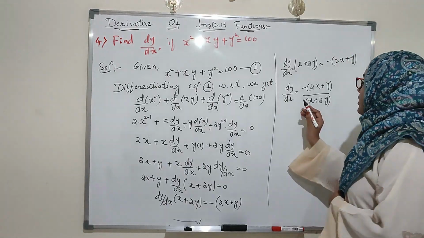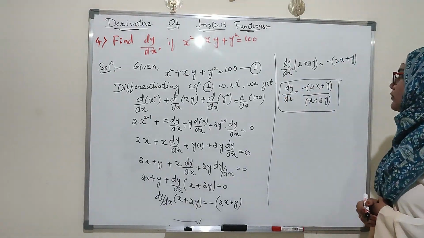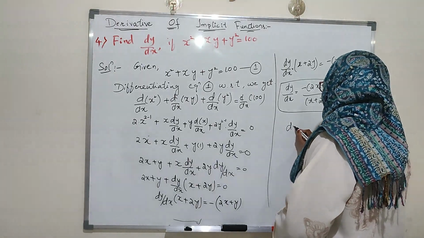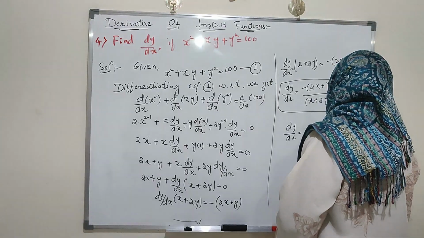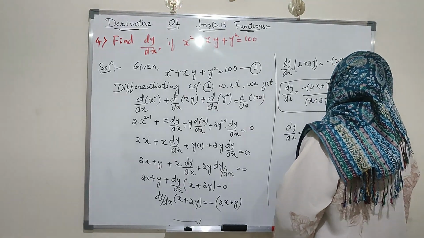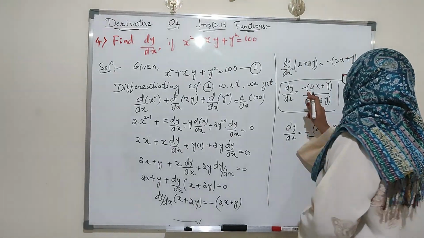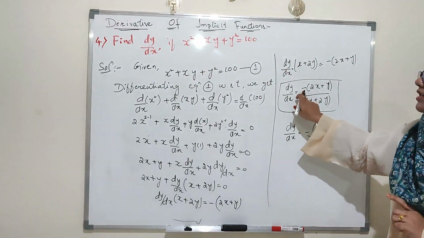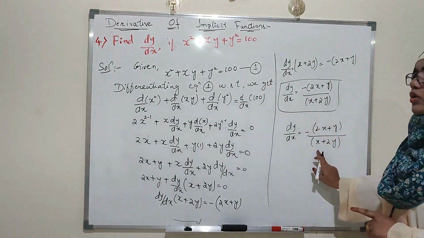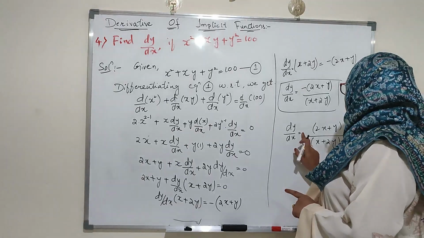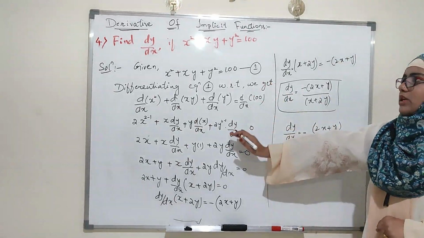Okay, so finally we got the dy by dx value, or we can write this with the minus sign as minus of 2x plus y divided by x plus 2y. This minus sign is for the numerator, and it is considered for both numerator and denominator. That's why I'm writing it in the middle of this one. Okay, this is dy by dx.